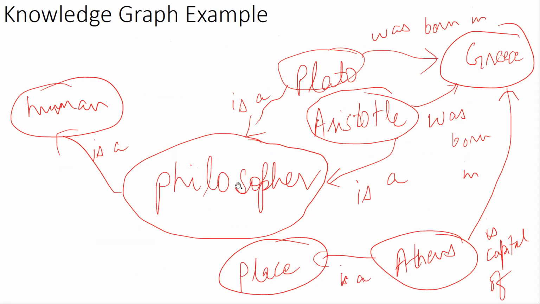So if I'm talking about a philosopher, I would say Plato is a philosopher, Aristotle is a philosopher, and the philosopher is a human. So Plato was born in Greece, Aristotle was born in Greece. Athens is the capital of Greece, and Athens is a place. So relationships have been built like that.